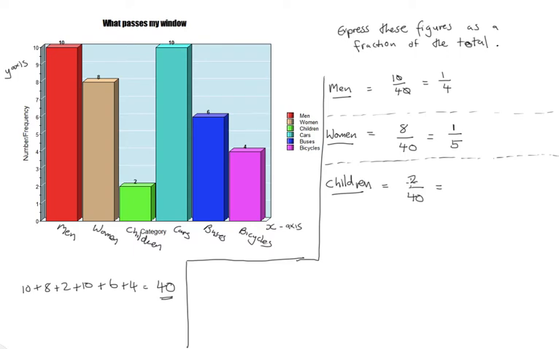Now, can we simplify this? Yes, we can. Can we divide the top number by itself and the bottom number as well by the top number? Could we divide 2 by 2? Of course we can. Can we divide 40 by 2? Of course we can. So 2 divided by 2 is 1. 40 divided by 2 is 20. So 1/20th.